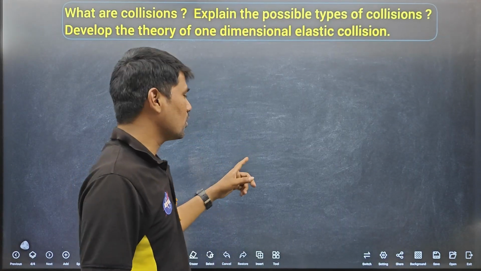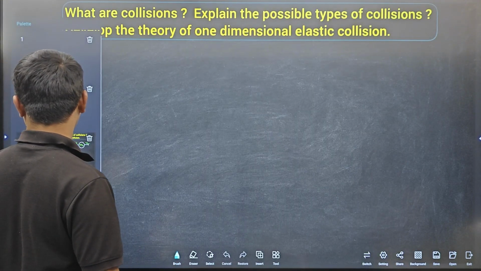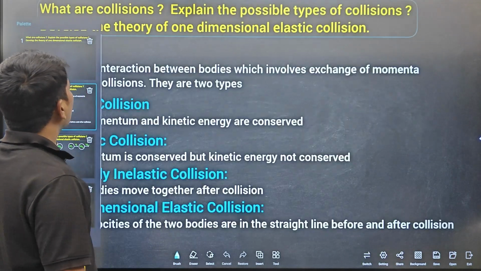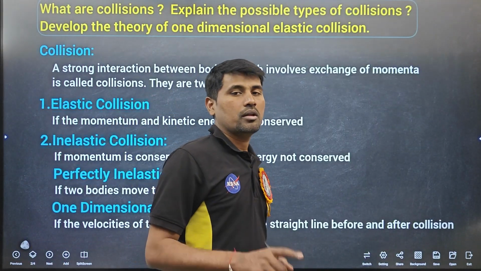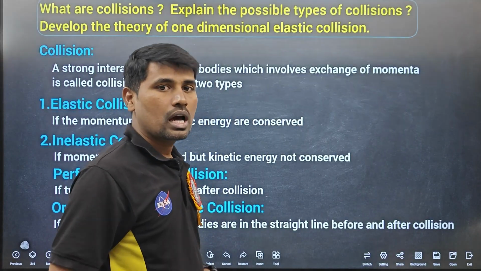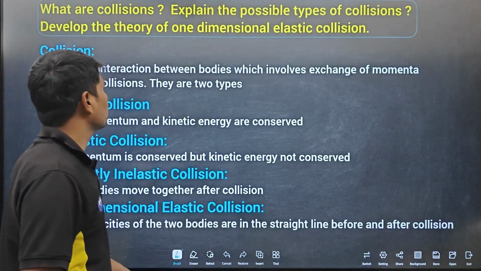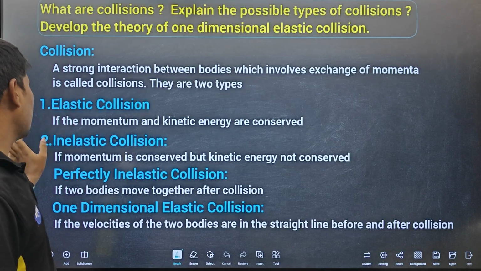Okay, let's go to the topic. Next, here, types of collisions. Mainly we have two types of collisions: one is elastic collision, another one is inelastic collision. So let us consider collision, elastic, inelastic.